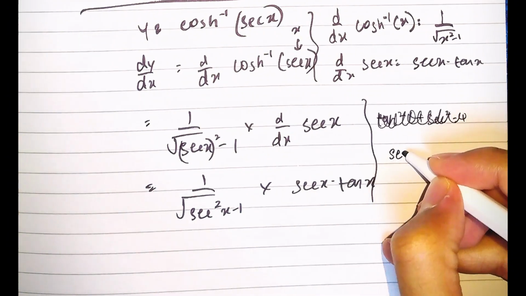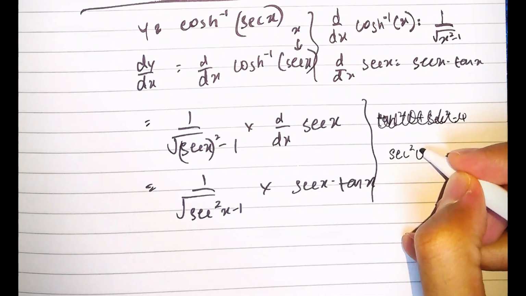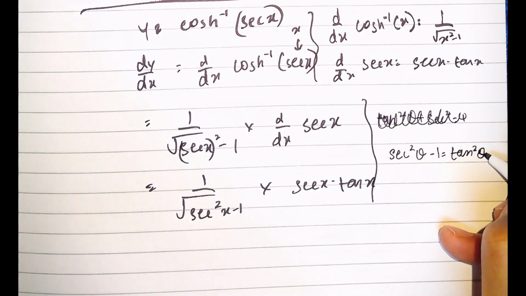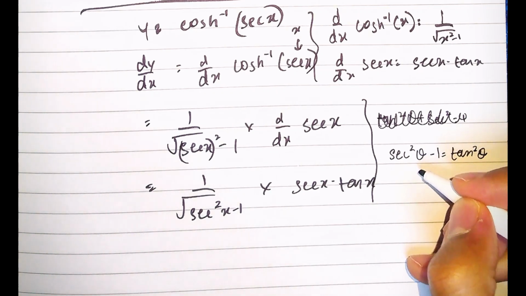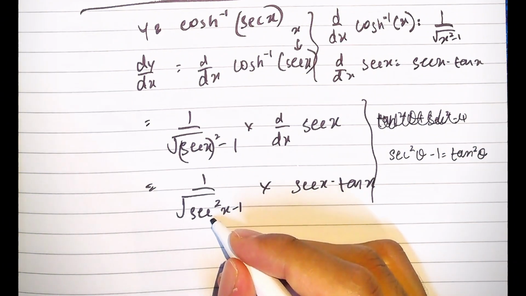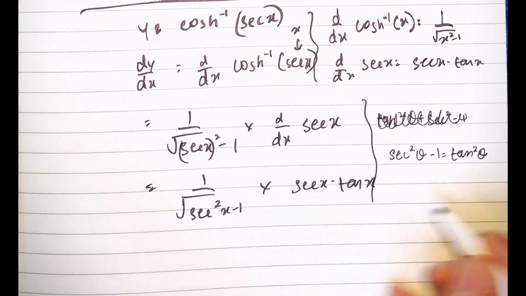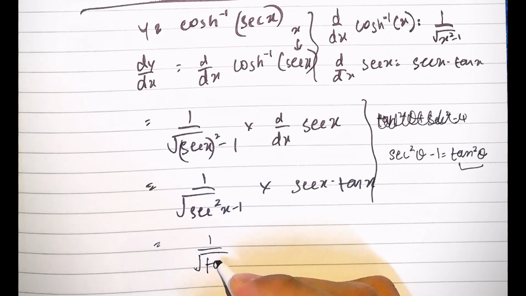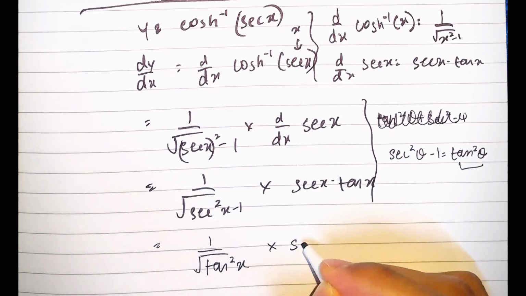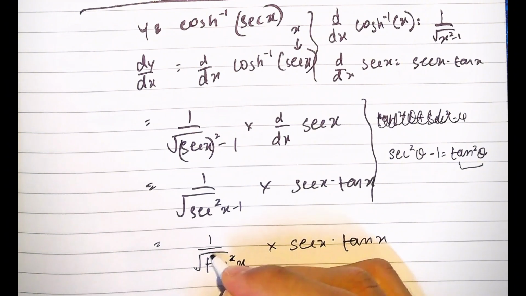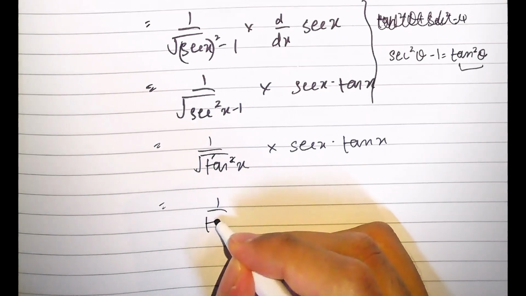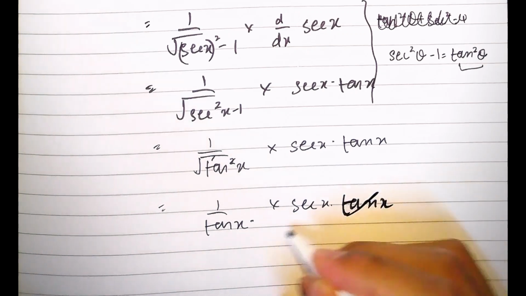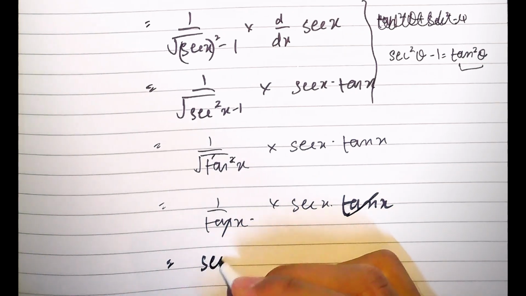And I just wanted to remind you of a property of trigonometry which says that secant square theta minus 1 is actually equal to tangent square theta. So over here, instead of theta, we are having x. We can just replace secant square x minus 1 with tangent square x. Okay, so 1 divided by square root of tangent square x, multiplied by secant x tangent x. Now let's cancel these squares. So we are left with 1 divided by tangent x, multiplied by secant x tangent x, and the tangent x is cancelled, so the final derivative is secant x.